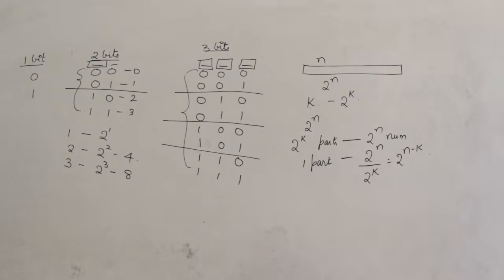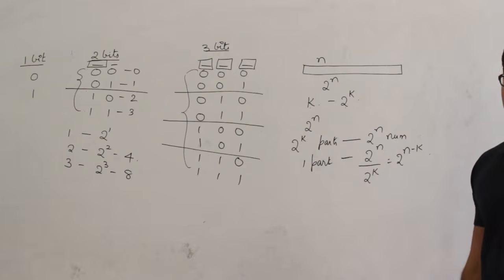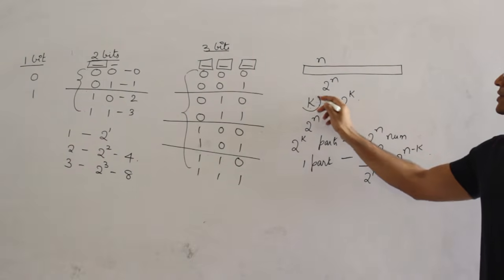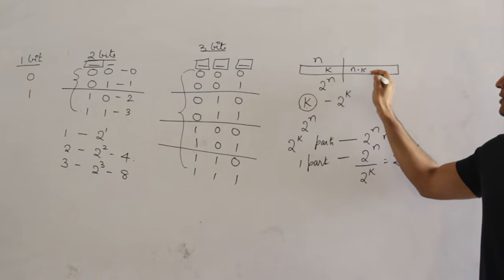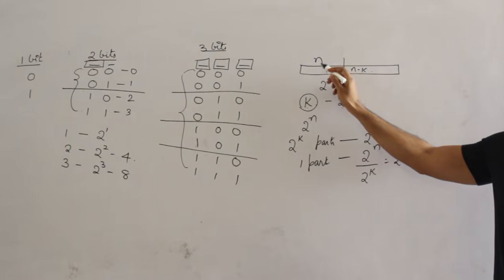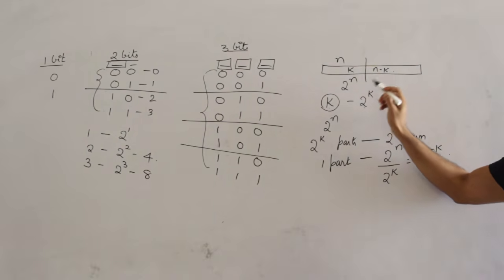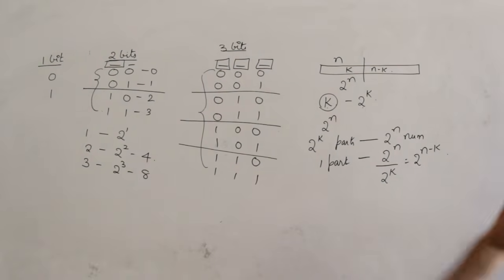Now coming to computer networks, this n bits is nothing but the IP address, and the k bits which I choose is nothing but the network ID part, and n minus k bits is nothing but the host ID part. So if I choose k bits, then I'll be getting 2 power k networks, and the size of each network is 2 power n minus k. It can be extended even to operating systems.